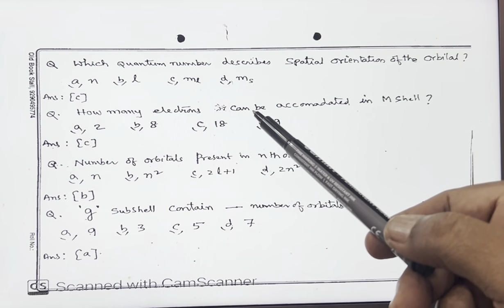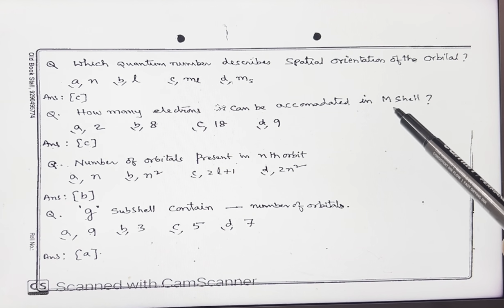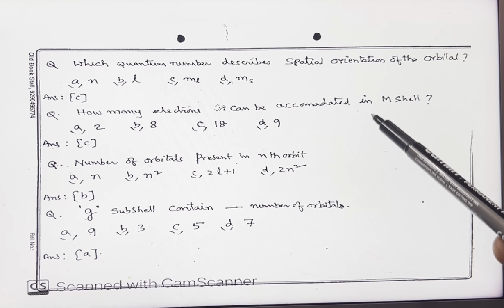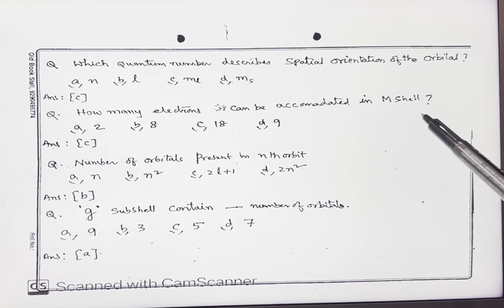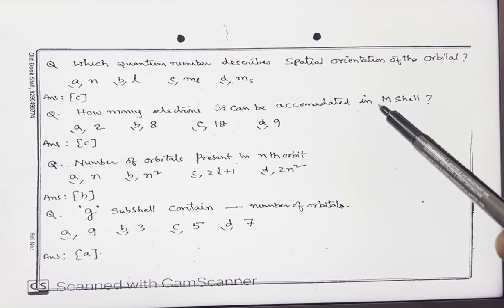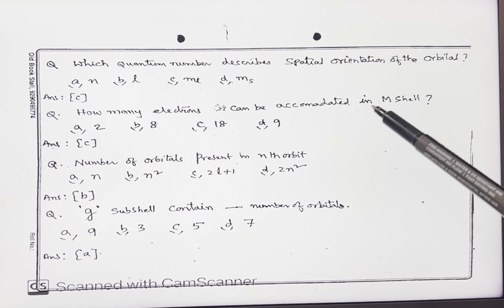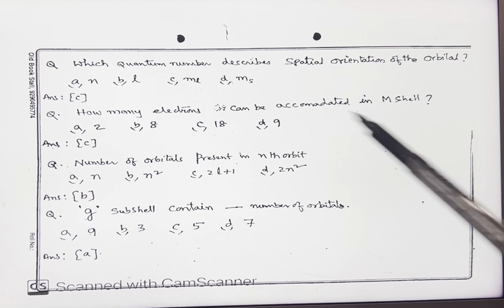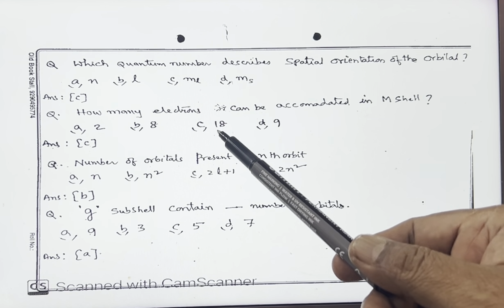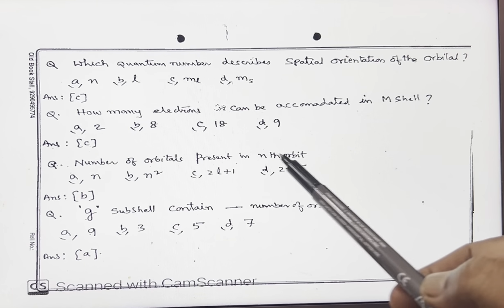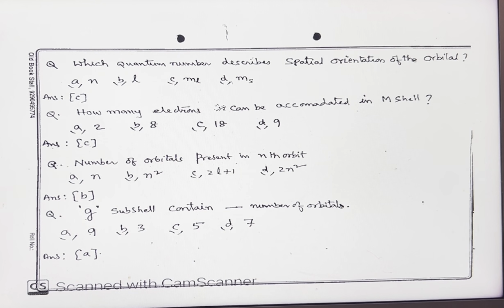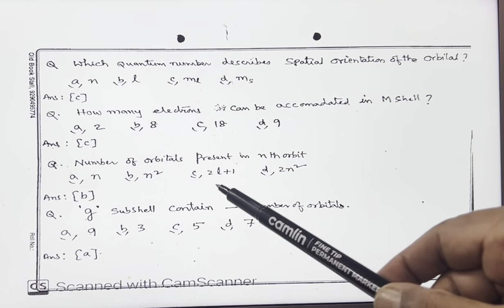How many electrons can be accommodated in the M shell? M is n equal to 3. n equal to 1 is the K shell, n equal to 2 is the L shell, n equal to 3 is the M shell. The number of electrons can be known by the 2 n square rule. 2 into 3 square, 3 square is 9, 9 into 2 is 18, this is C. The number of orbitals present in the nth orbit is n square. Electrons are 2n square. The number of orbitals present in a subshell is 2l plus 1.